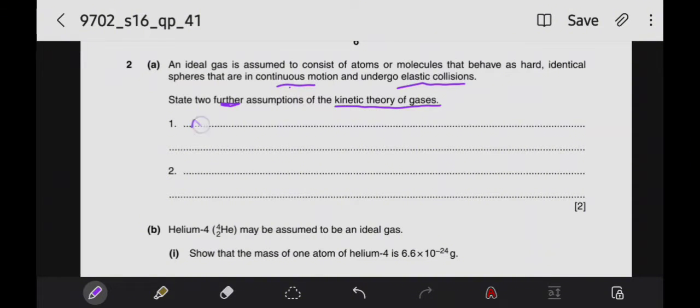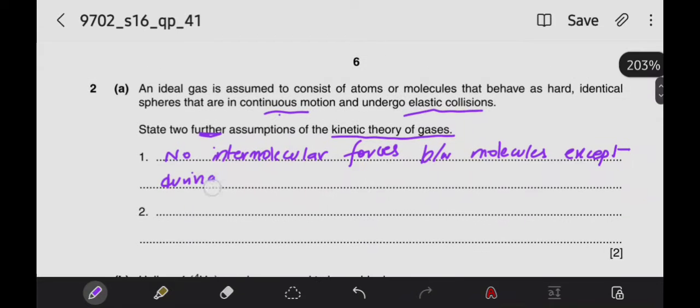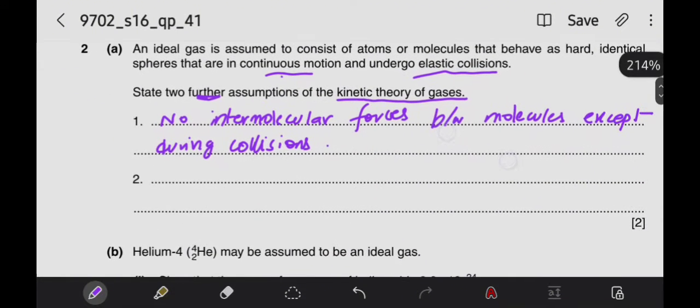You can write no intermolecular forces between molecules except during collisions. Another thing you can write is maybe random motion of molecules or large number of molecules, or you can even say that total volume of molecules is negligible compared to the volume of containing vessel.